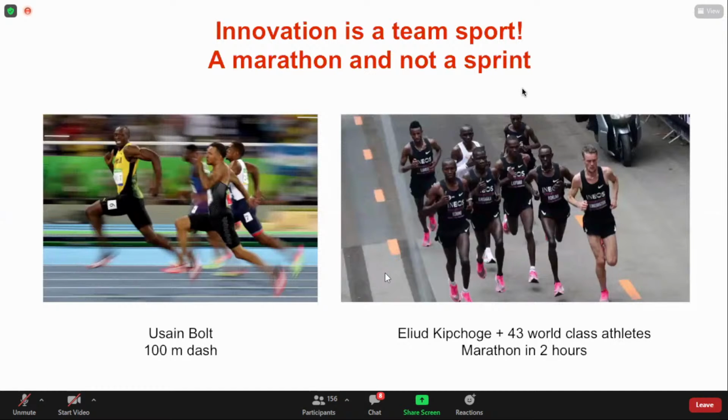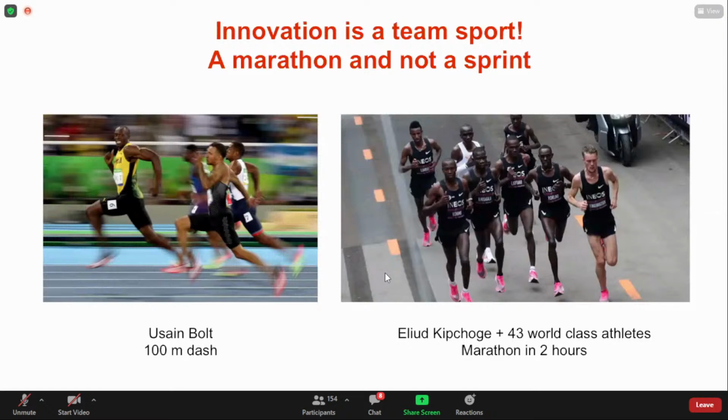And one other important aspect of innovation I want to point out is that it's a team sport. It is not an individual sport. So on the left, you see Usain Bolt running the 100 meters dash. And on the right, you see this elite group of 43 athletes who helped Kipchoge run the marathon in 2 hours. Okay. Now, this is a good picture of what happens in an entrepreneurial program, that in any startup, very often it is a team effort.